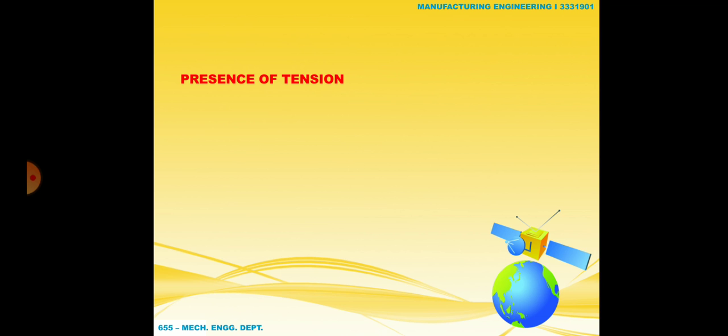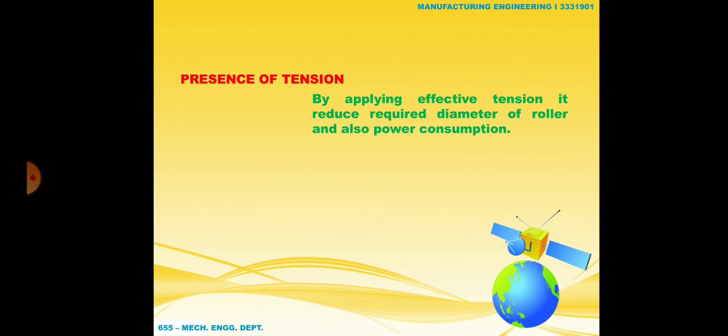The third factor affecting the rolling process is the presence of tension. By applying effective tension, it reduces the required diameter of the roller and also power consumption. If we apply effective tension, not more, not less, it will reduce our power consumption and also reduce the diameter of the roller. And the last one is operating speed.